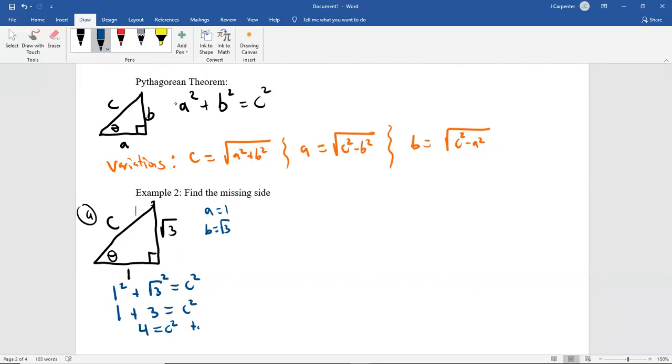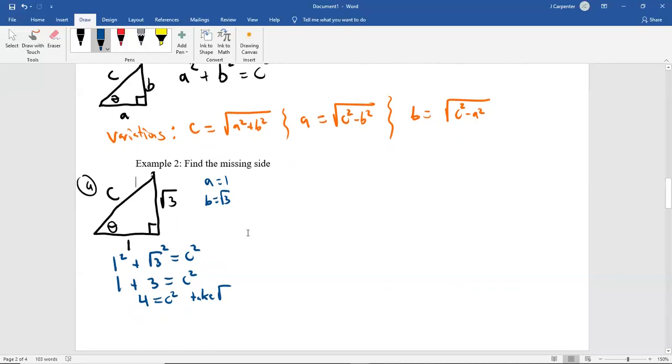Then you need to take not a plus or minus square root, just a square root. No plus or minus is necessary, again, because this is geometry. You can't have negative distances. You can have negative angles, but not negative distances. So the square root of 4 equals the square root of c squared. The reason we did that is because square roots and squares cancel. And we get 2 is equal to c, and that's our answer.